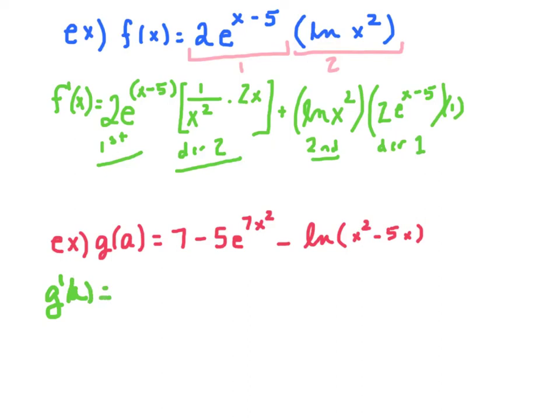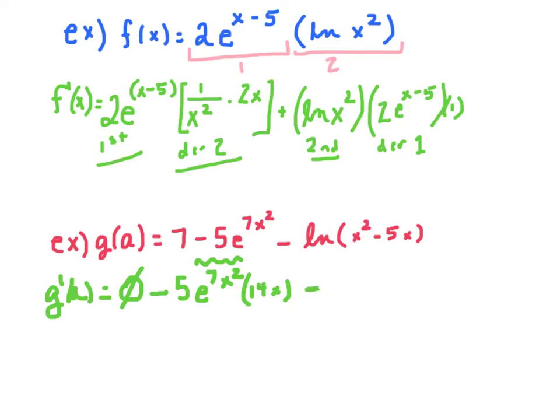G prime of a is actually going to be, well, the derivative of 7 by itself is 0. And I know that some of you might put 0, so I'm going to put it there just to show you what's going on. Then I move to this next piece. And the derivative of just that piece is going to be, well, negative 5e to the 7x squared. But I've got to turn around and take the derivative of my exponent, which would be 14x. So 0 was the derivative of the 7. 5e to the 7x squared times 14x is the derivative of that middle piece, 5e to the 7x squared.